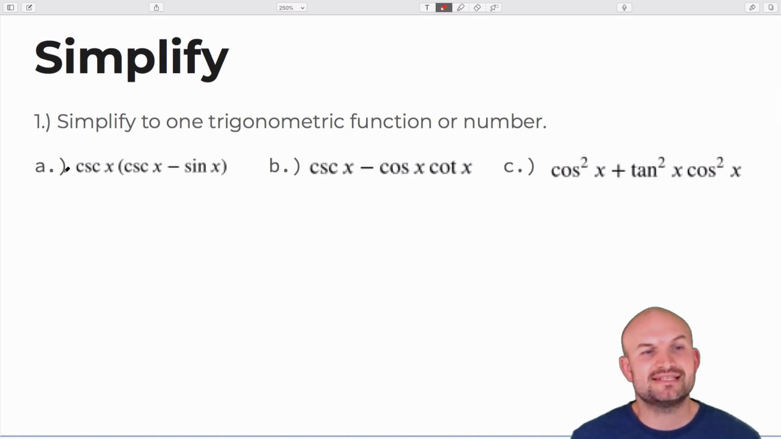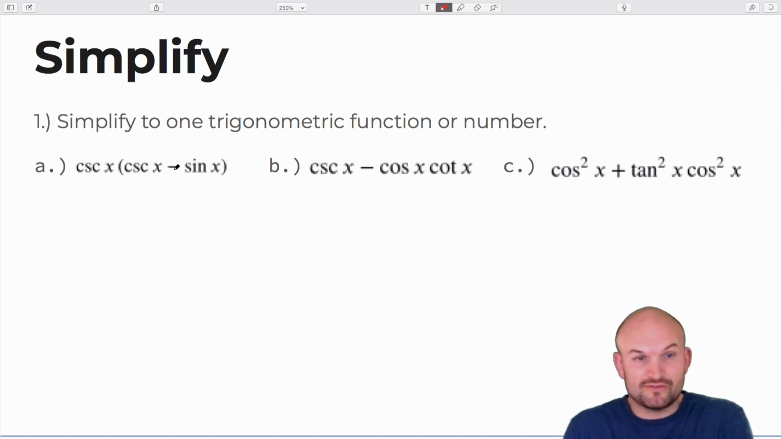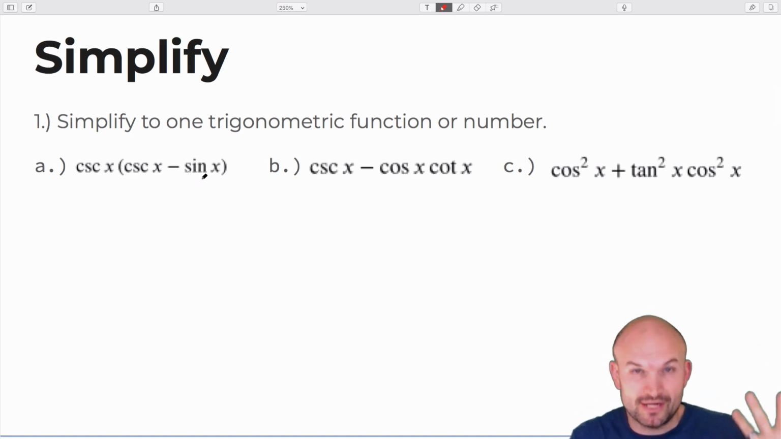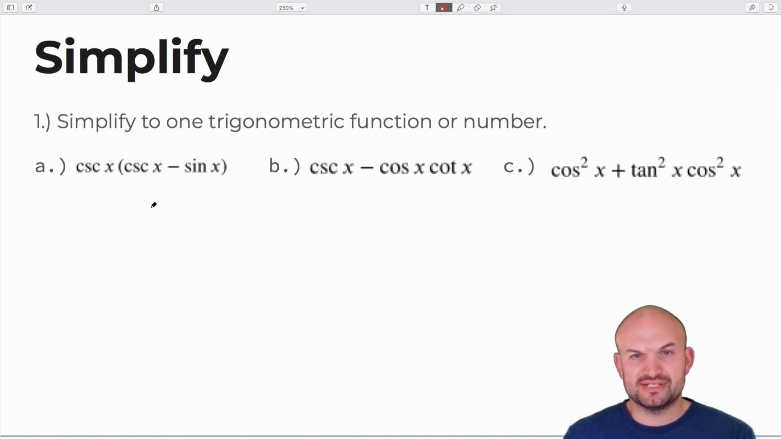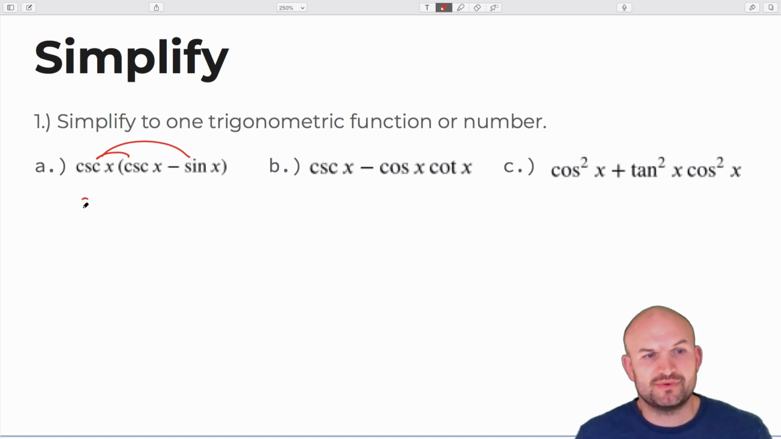If I see a trigonometric expression, and again, we're trying to simplify this, you can see here we have 3 trig functions. We're trying to get this down to 1 trig function or a number. So the first thing is to see what kind of operations I can apply. I have cosecant being multiplied times cosecant of x minus sine of x. So let's apply the distributive property. If it says to multiply something, let's multiply it. Cosecant times cosecant is cosecant squared of x. Cosecant of x times sine is 1, because those are reciprocals. So that's minus 1.